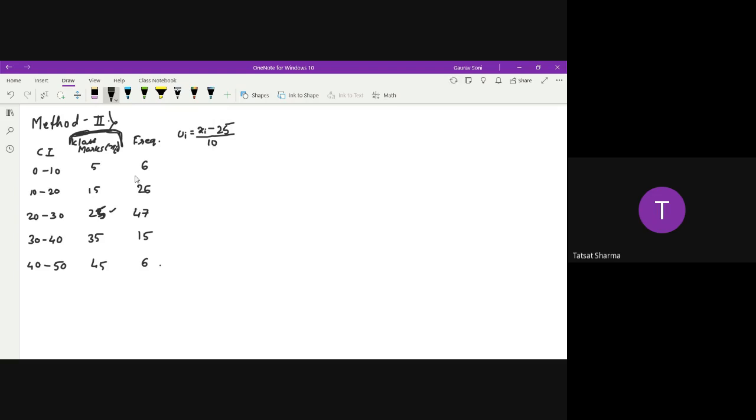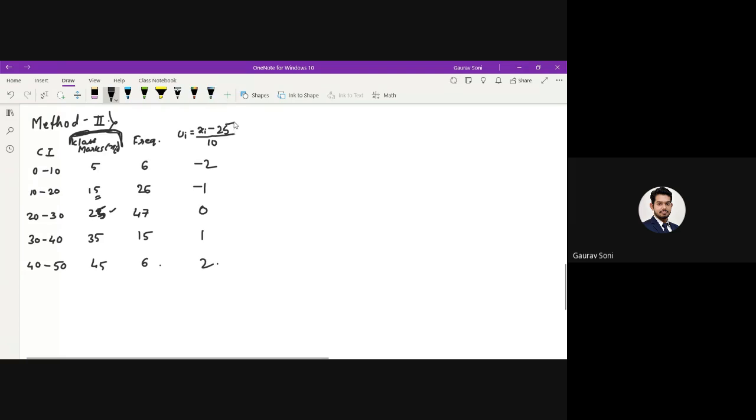Okay. If you divide by 10, 25 minus 25 is 0, and minus 20 will become minus 2 actually, and this will become 0.5. Let's not go into decimals. That's why 10. So this will be minus 2, minus 1, 0, 1, 2.